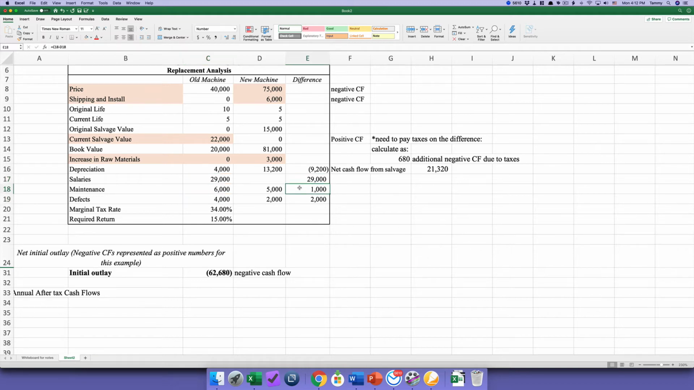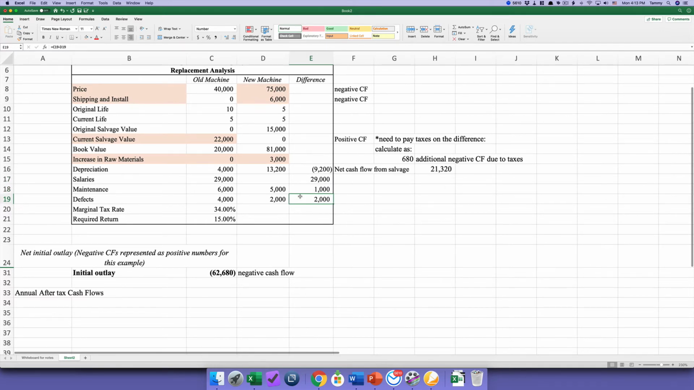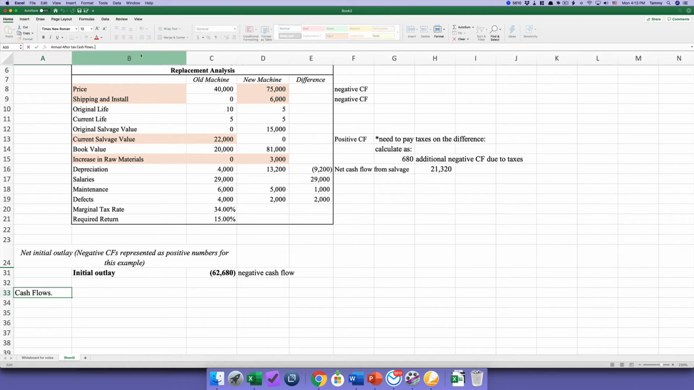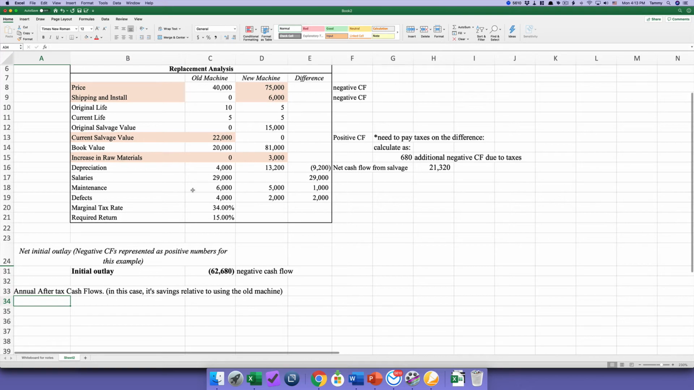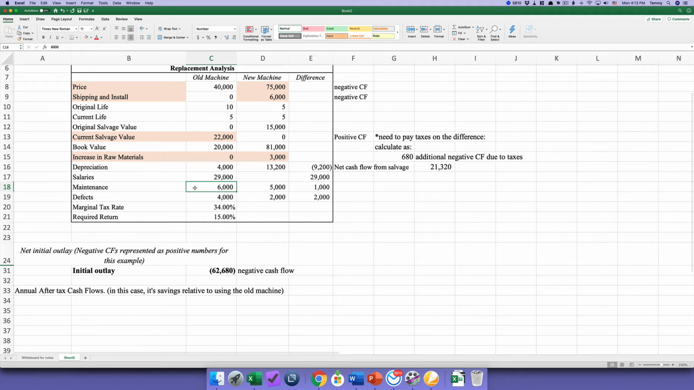Salaries, maintenance, and defects are all of our before-tax benefits from using this machine. So now that's the first thing to note. In this case, it's savings relative to the old machine. The old machine required us to pay somebody to operate, and it also had a higher maintenance and defects expense to the tune of $32,000 here, right?